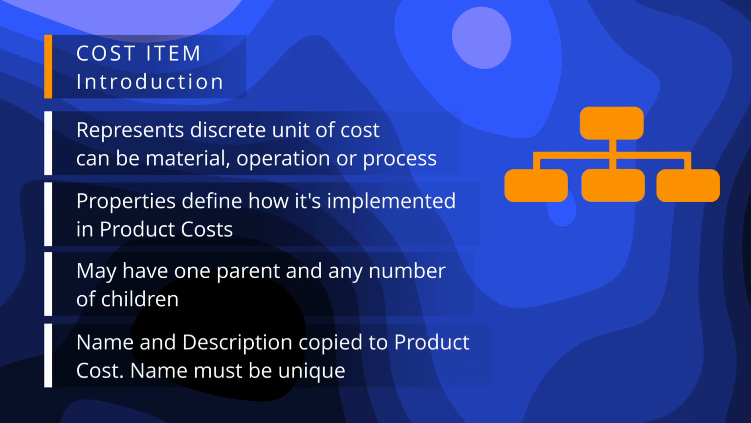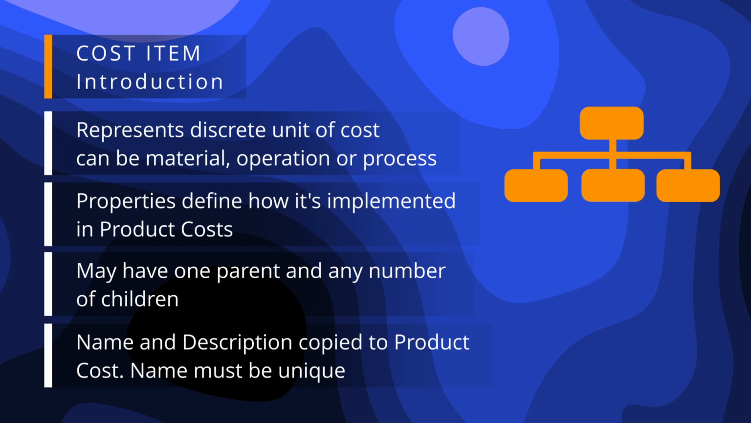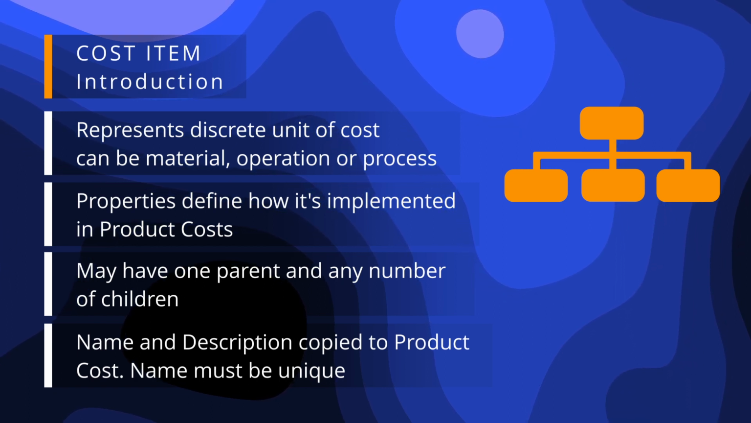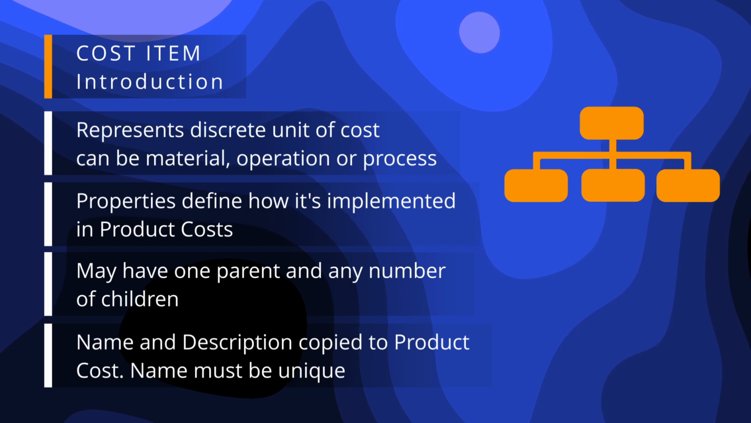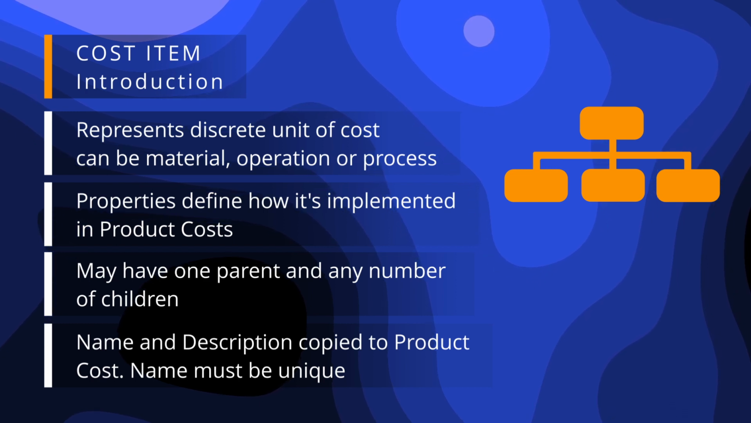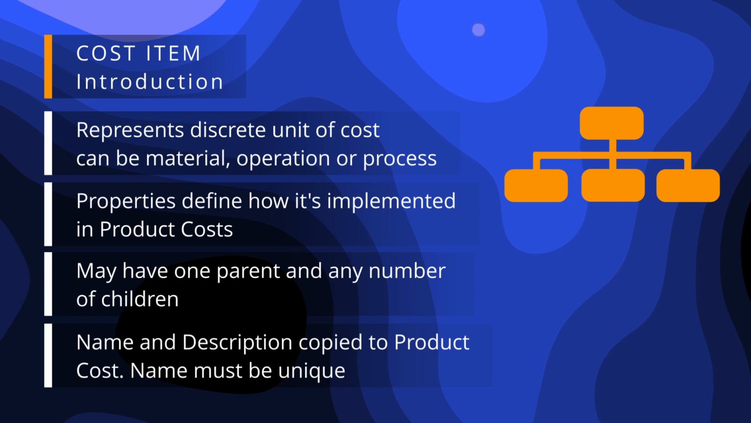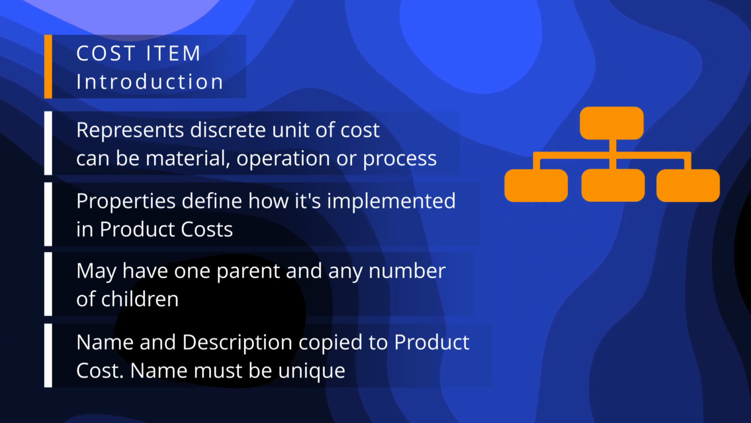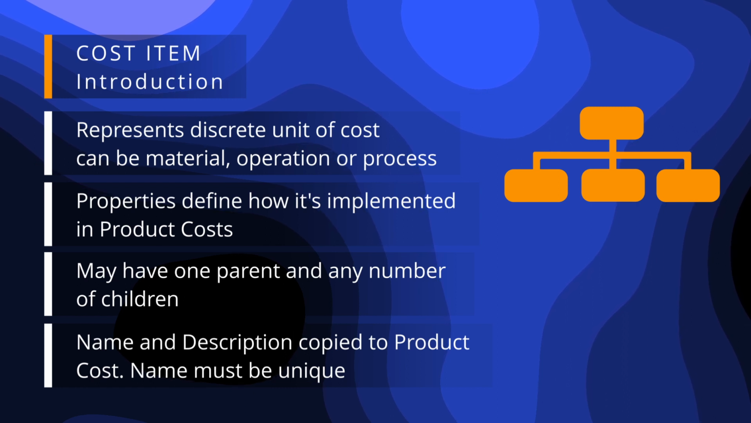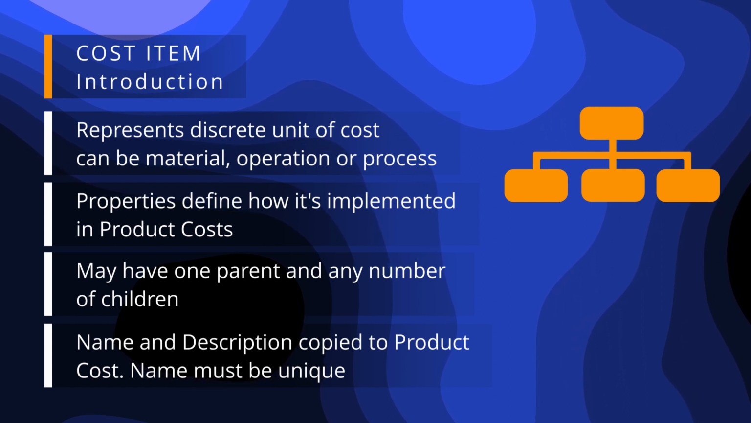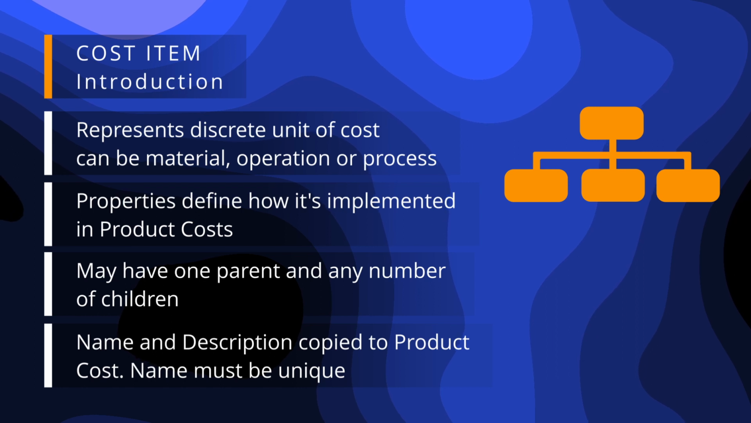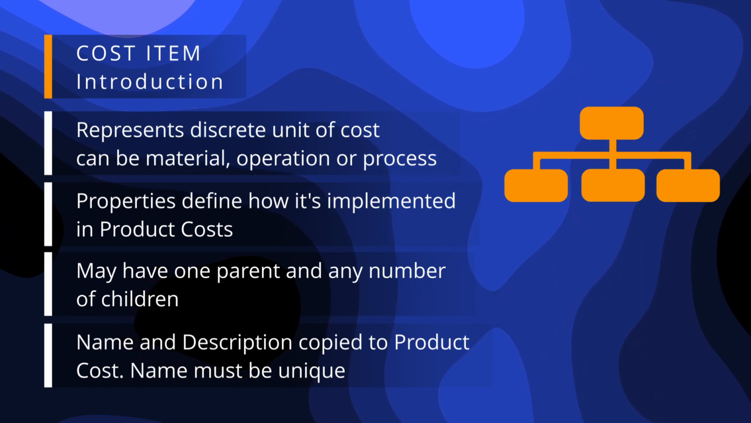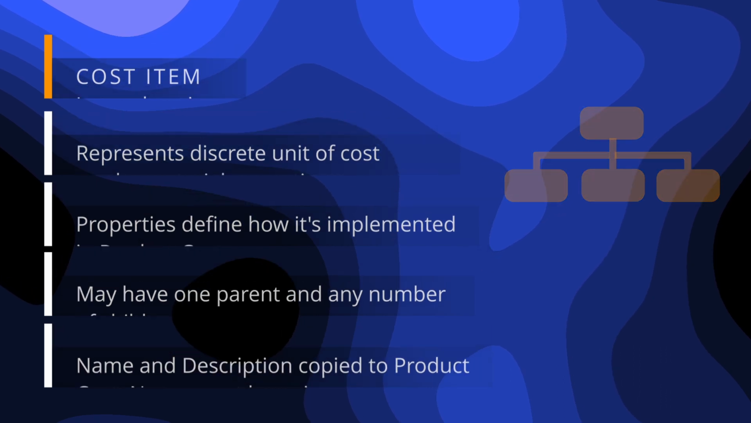The name and description of the cost item are self-explanatory. They are automatically copied to the product cost item when implemented, but they can be changed thereafter. The name must be unique within its siblings, but the description is optional and does not need to be unique. The three most significant properties of a cost item are its mandatory and repeatable properties and its formula. The first two properties influence the behavior of the cost item when it's implemented, and the formula determines how its value should be calculated when it is a product cost item.